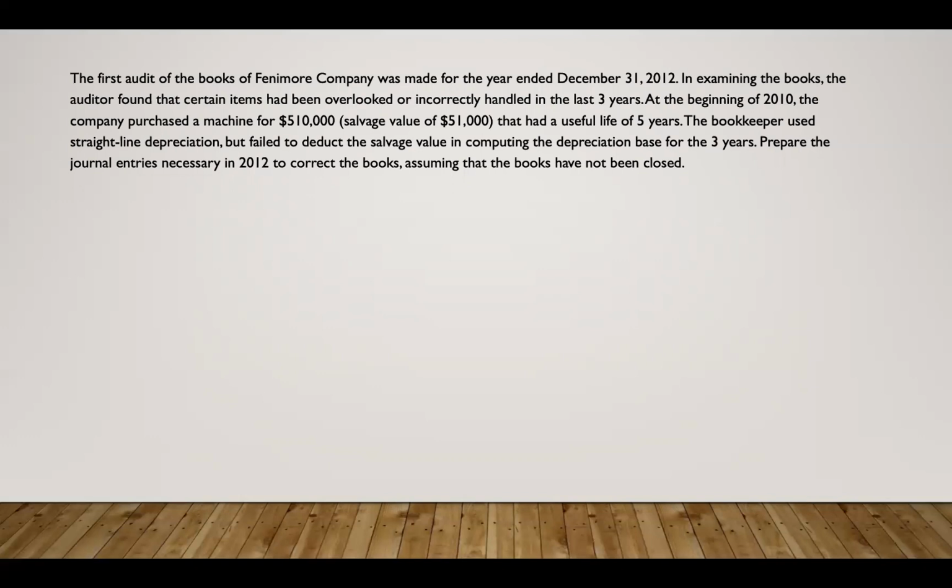And they said prepare the journal entries in 2012 to correct the books. They're assuming in 2012, the books have not been closed. Here, the mistake is in 2010, 2011, and 2012. For 2010 and 2011, these 2 years, the books have already been closed. But for 2012, this year, the book is still open. Therefore, you have to treat these 2 types of mistakes differently, because for one type of mistakes, the book has already been closed. For another type of mistakes, the books are still open.